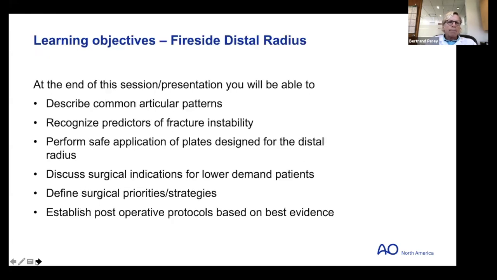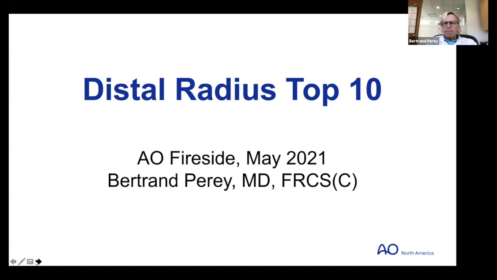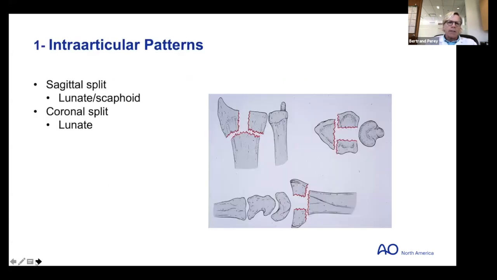The learning objectives tonight are listed here. One, to describe common articular patterns, recognize predictors of fracture instability, perform safe application of plates designed for distal radius, discuss surgical indications for lower demand patients, define surgical priorities and strategies when treating these fractures, and establish some postoperative protocols. So I'm going to start right now in a short overview of distal radius top 10. It's not going to be an exhaustive review. It's really just to set the tone for some topics to talk about tonight.